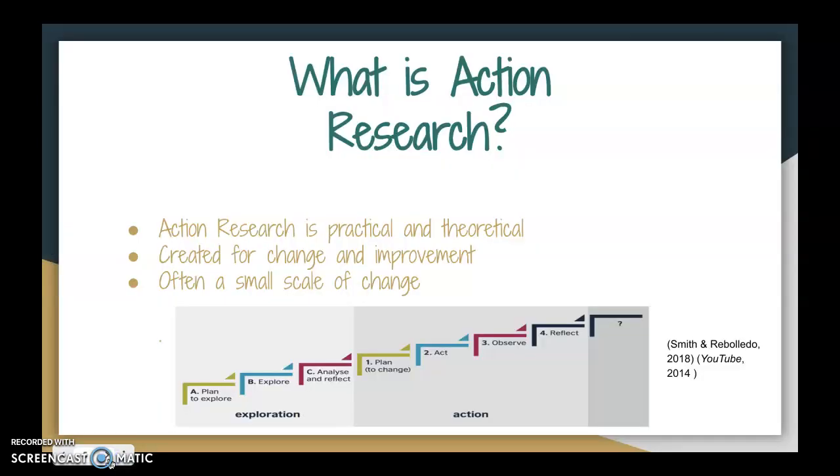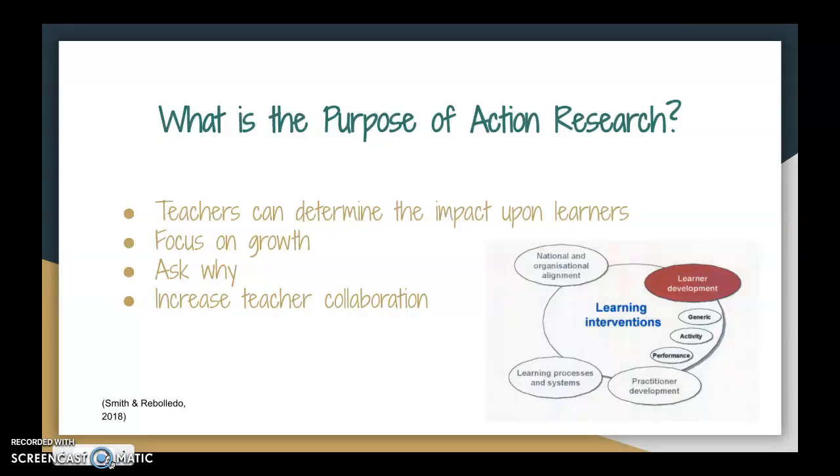What is action research? Action research is both practical and theoretical. It is practical because it involves making a change to a practice. It is theoretical because it is informed by theory and it can generate new insights. It is created with a concern for change and improvement. Because action research is through your own practice and it should benefit you and your academic community, it is often viewed as small scale because the effects are within your own group.